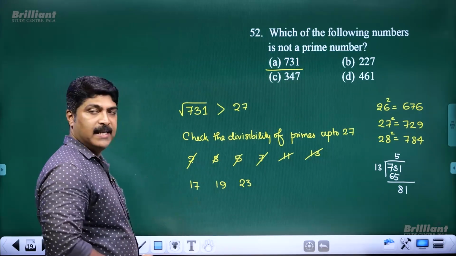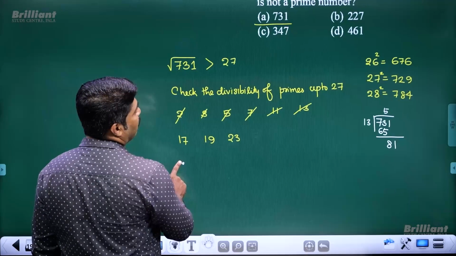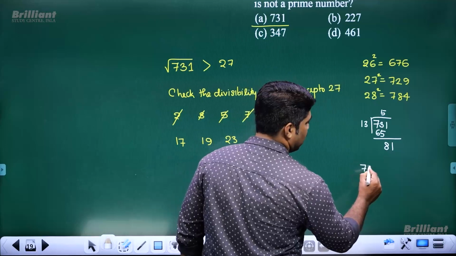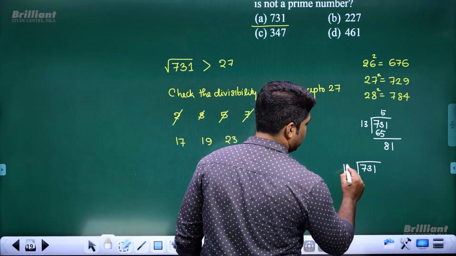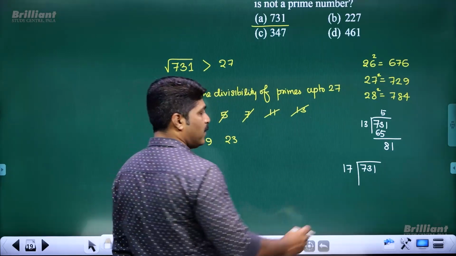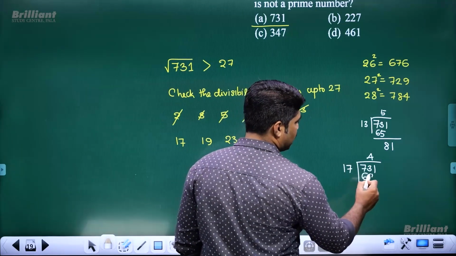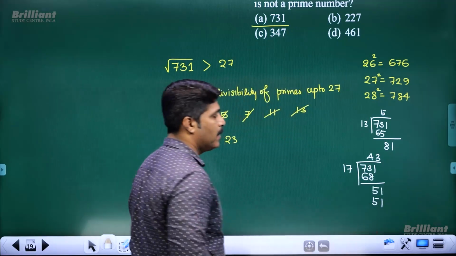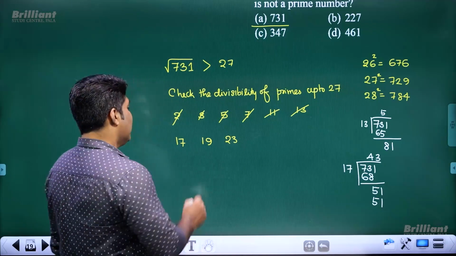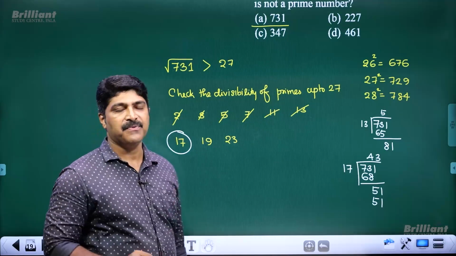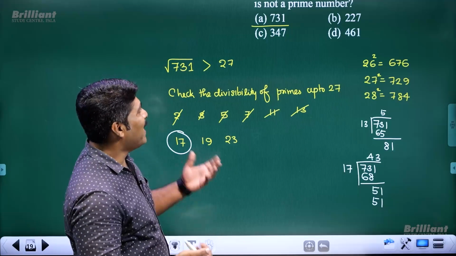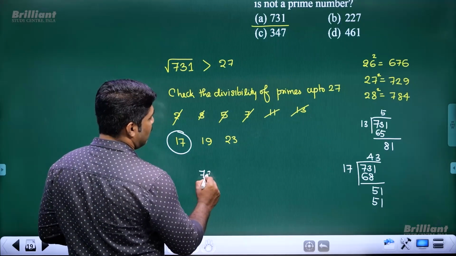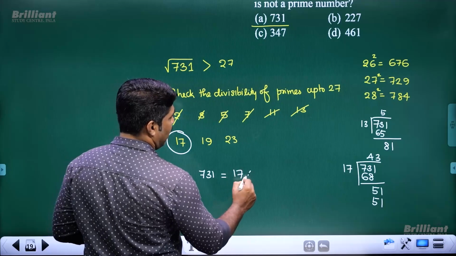Then moving to 17. Here again we are checking whether this number is divisible by 17. How to do it? This is 731 divided by 17. So here we know that 4 times 17 is 68. And 51 is there. 3 times 17 is 51. Yes, it's completely divisible. Therefore, we can conclude that 17 is a factor of this number. So therefore, 731 is not a prime number. That means 731 is 17 into 43.